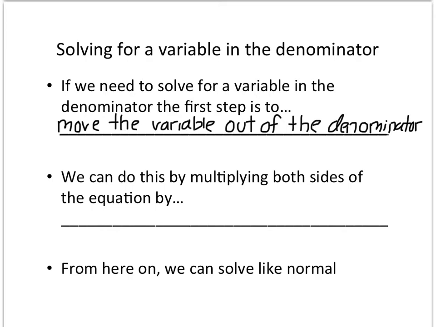We can do this by multiplying both sides of the equation by exactly the denominator. And this is all going back to the properties of inverse functions. The whole bottom of a denominator is dividing, so in order to cancel that division, we just have to perform the exact same multiplication, and we should just be left with the numerator. So let's explore this in action.